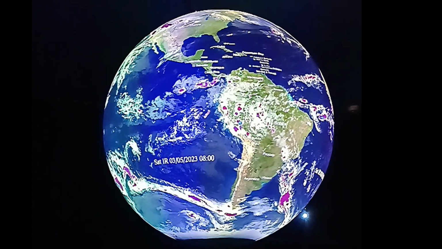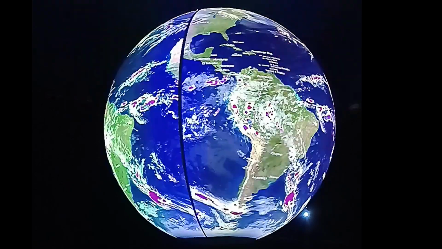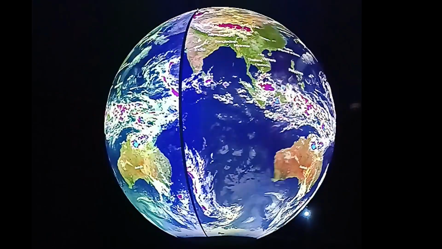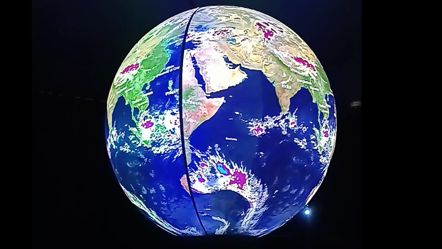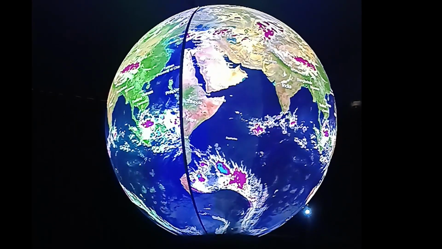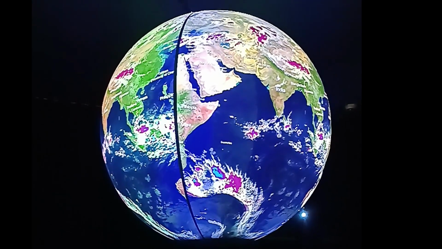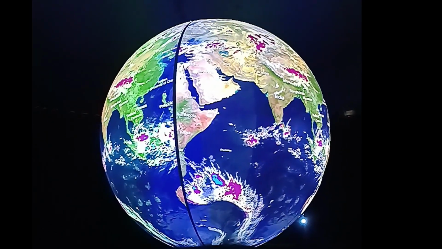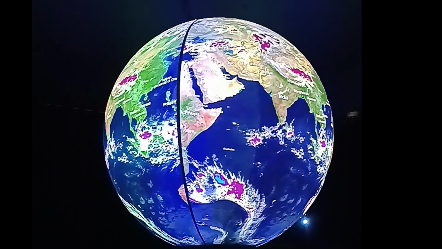Now I will just focus on the Asian region. Now we can see this is the Asian region. All the side you see India and its surroundings. You can see there are a few clouds at the tip of India, and of course some clouds beyond, over the Arabian Sea.